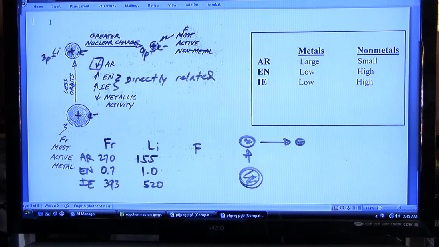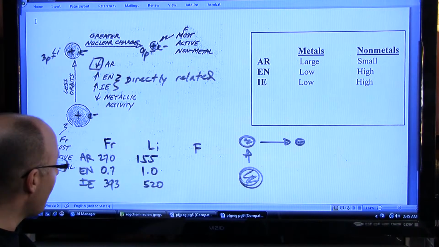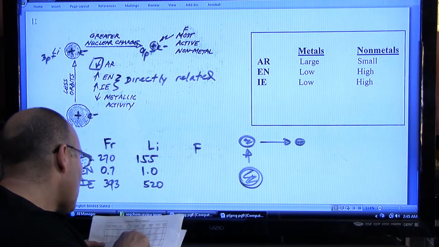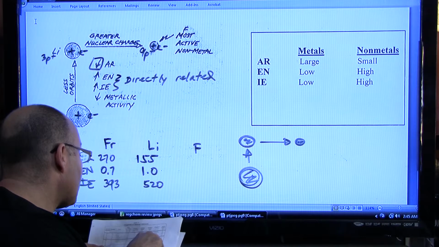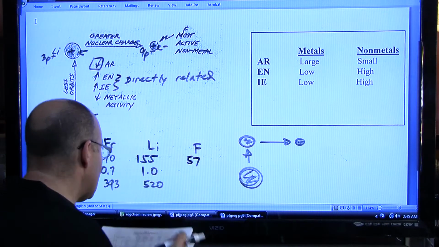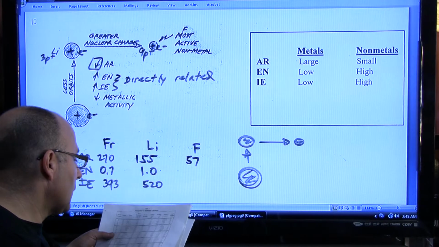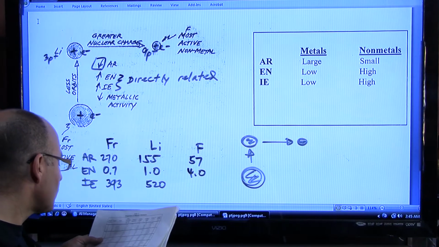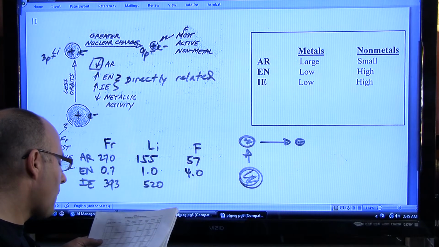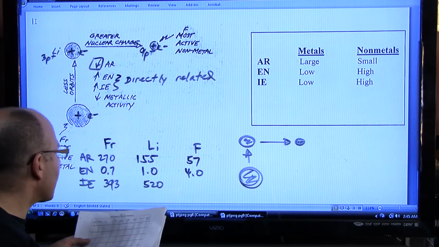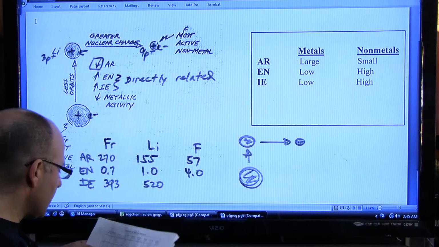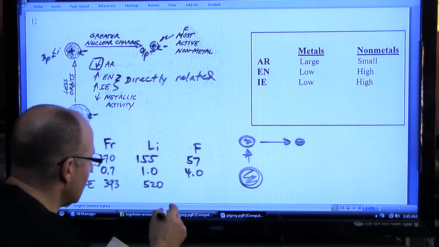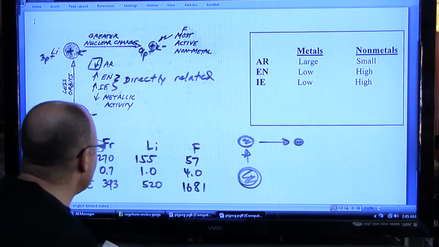And then let's look up the numbers once you fill those in for fluorine. Fluorine, element number 9, has an atomic radius of 57 picometers, electronegativity of 4.0, very high, in fact the highest of the nonmetals. And of course, noble gas is another story. And then the ionization energy in this case of fluorine, element number 9, is 1681. And there you have it.